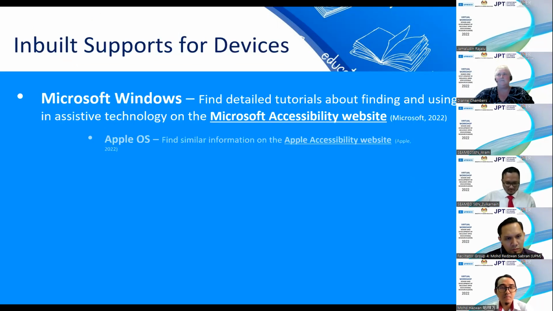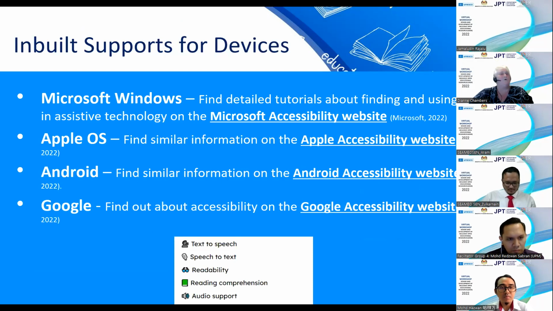The other things that you might come across are the inbuilt supports for all of your devices. So for example, in Microsoft Windows, in Apple, Android and Google, they've got accessibility functions that you can turn on and off. While I don't advise you to do this right now, because you'll get voice reader stuck on, I'd suggest that once we finish today that you go and have a bit of a play around with your own devices.